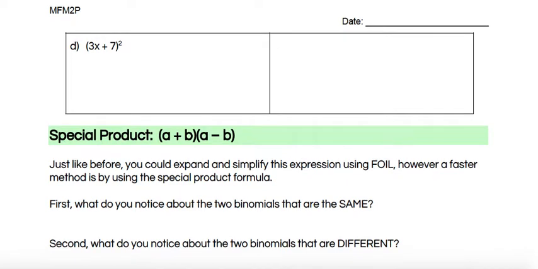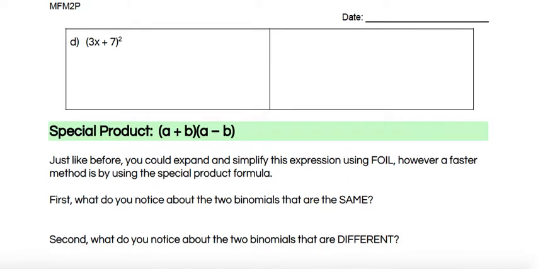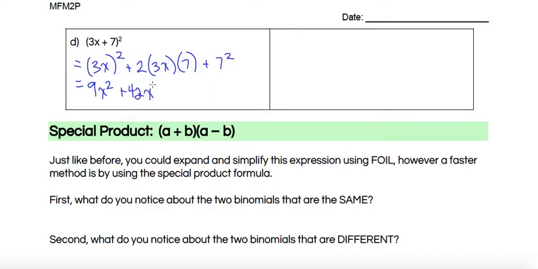And the last example that we're going to do for this special product, I have 3x plus 7 squared. So I'm going to take my 3x, I'm going to square that term, plus 2 times 3x times 7, and then plus my 7 squared. So 3 squared is 9, so 9x squared. 2 times 3 is 6, and 6 times 7 is 42, so 42x. And 7 squared is 49.